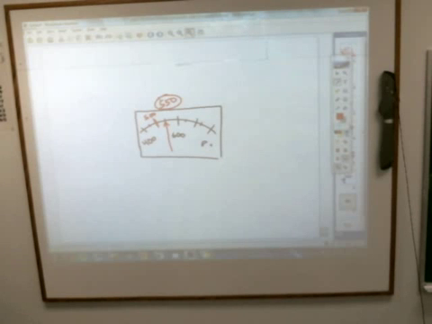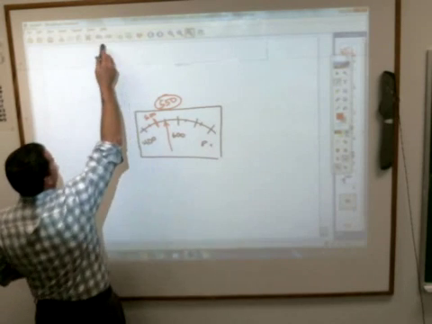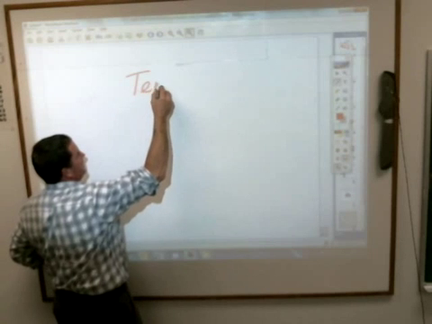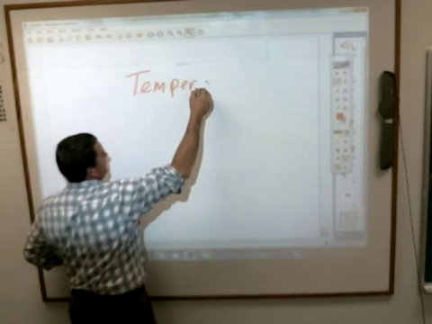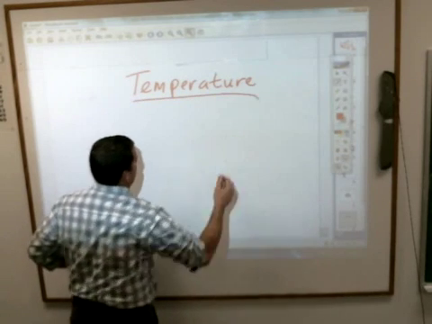Oh, that buzzing noise. That's just one... Now, don't these people know I have a graph? Take out a blank piece of paper. So we're going to talk a little bit more specifically about temperature.